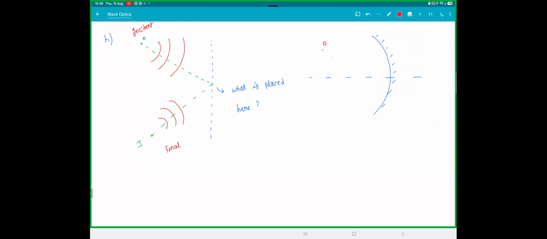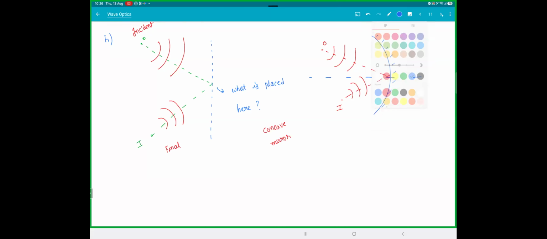So object is here. The image is here. So the wavefronts are coming from here and they're getting converged here. Something like this is happening. So they can ask questions like this also. That's a bit about wavefronts. Clear with this?